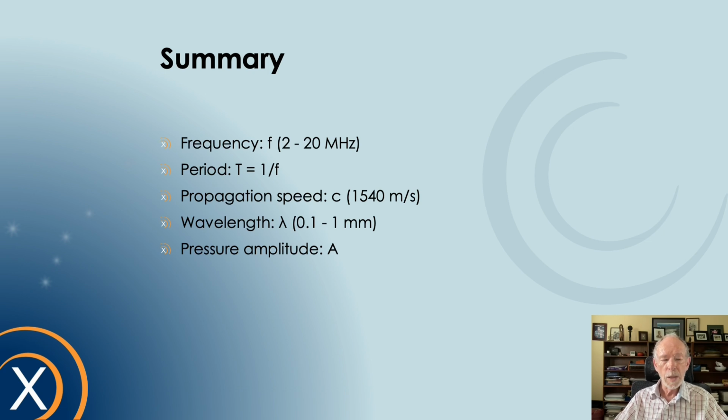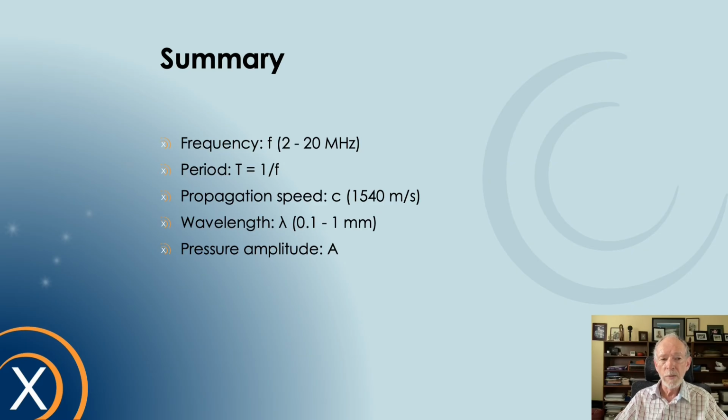The propagation speed, as I mentioned, is around 1540 meters per second. It varies slightly from one tissue to another, but that's the average value, and that's the value that is coded into the machine's image formation. There are variations, as I said. For example, fat typically has a lower propagation speed. Muscle has a slightly higher propagation speed.